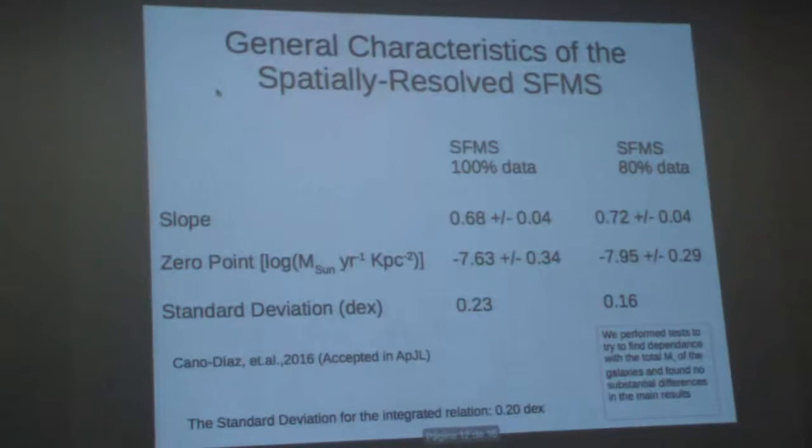So here are the general characteristics, that means the fitting of this relation using 100% of the data and 80% of the data. As you can see, the slope and zero point are more or less similar to the integrated relation, and also the standard deviation or the scatter of this relation is quite small, as in the integrated case.